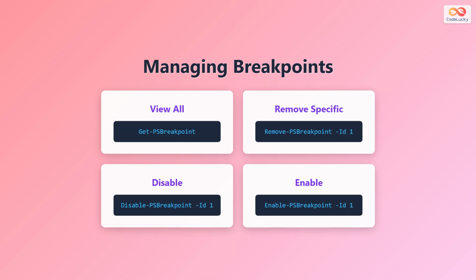Once you've set breakpoints, you need to manage them effectively. Get-PSBreakpoint displays all active breakpoints in your session. Remove-PSBreakpoint -id followed by the breakpoint ID permanently removes a specific breakpoint. Disable-PSBreakpoint -id temporarily turns off a breakpoint without deleting it. Enable-PSBreakpoint -id reactivates a disabled breakpoint. Each breakpoint gets a unique ID when created, which you use to manage it.